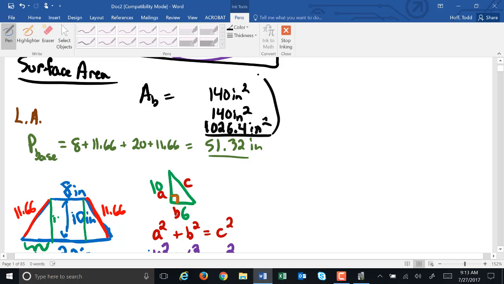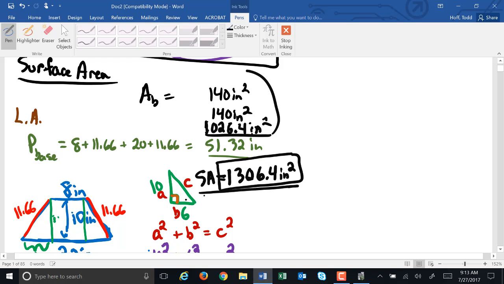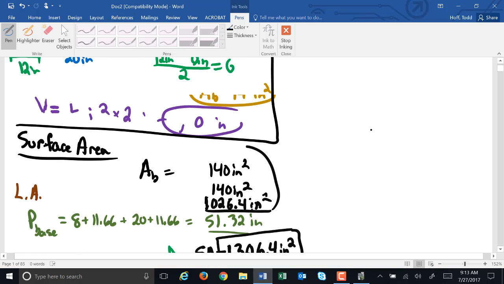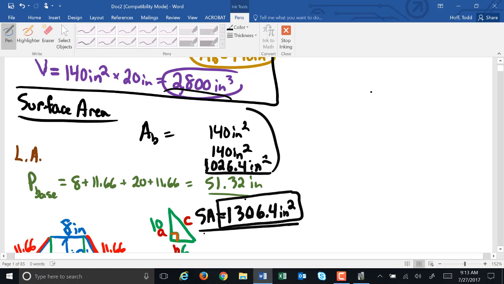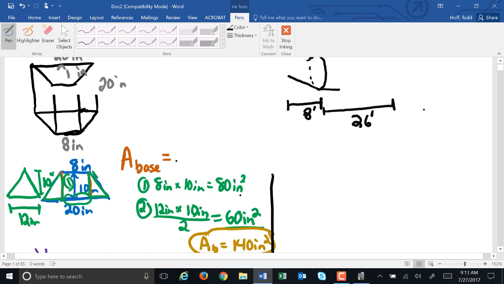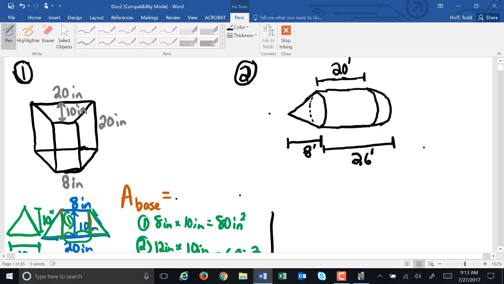So I add that up with the 240s, and I get 1306.4 square inches. That is my total surface area. So volume, 2,800 cubic inches. Surface area, 1,306.4 square inches. Okay, now over to number 2.